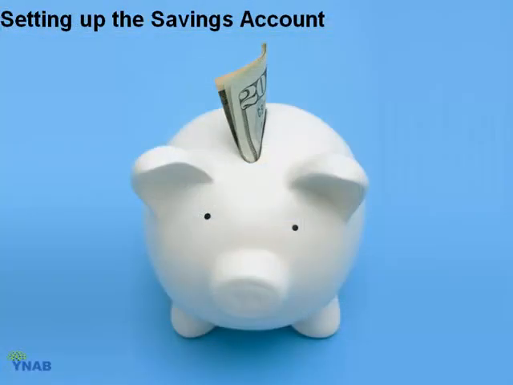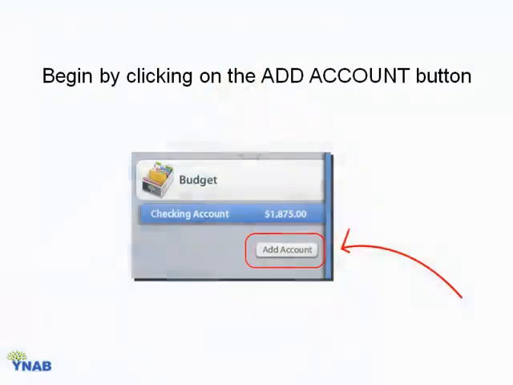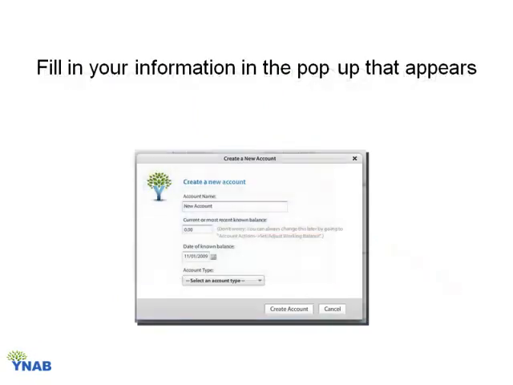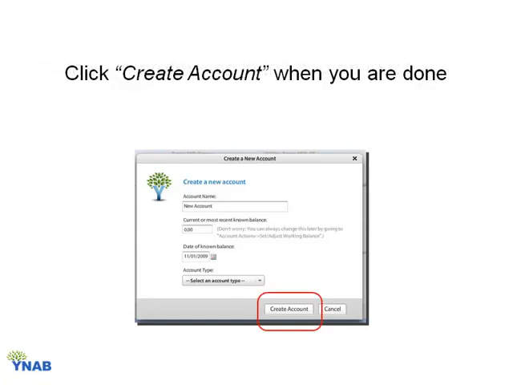So now let's look at how to set up a savings account. While YNAB can easily handle multiple accounts, you may find you only need one. Begin by clicking the Add Account button on the left-hand side of the screen. Fill in the information in the pop-up that appears. Enter the name of the account, the current balance, the date, and under Account Type, choose Savings. Click Create Account when you're done.